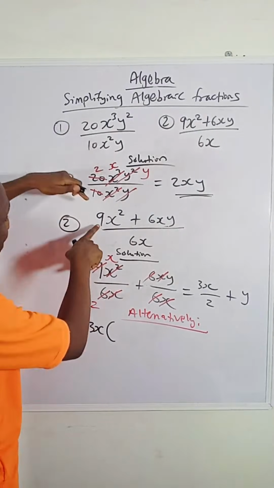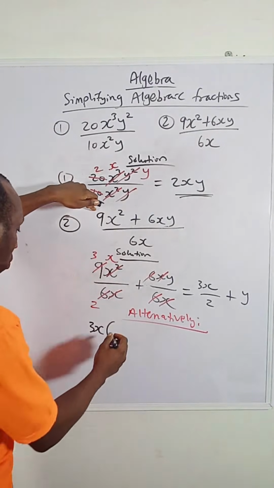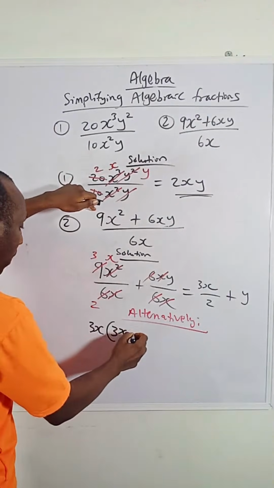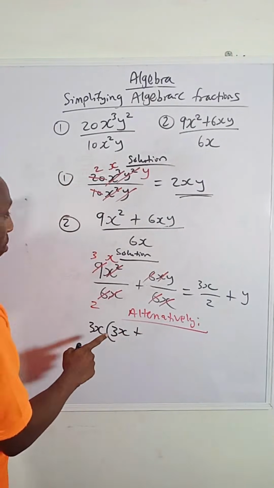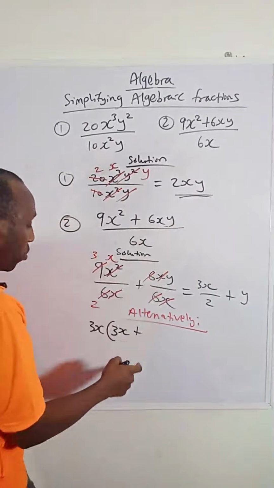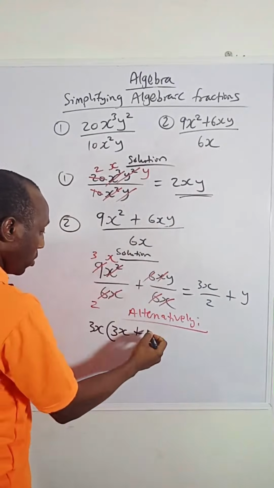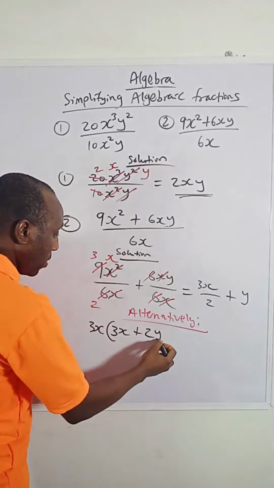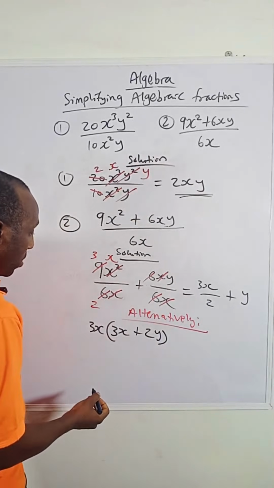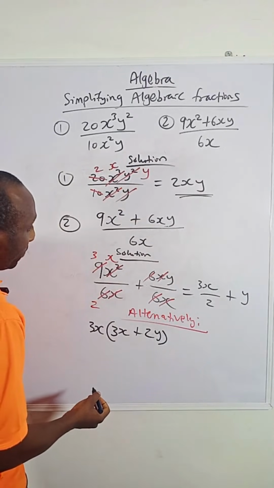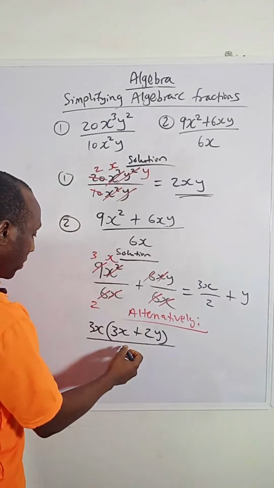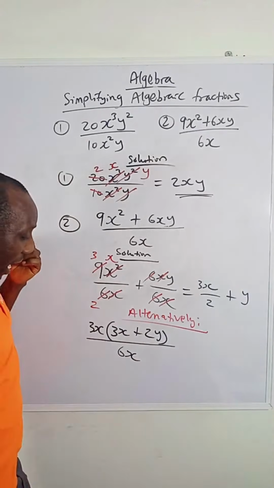What's 3x into 9x squared? That's 3 into 9 is 3, and x into x squared is x. Plus, what's 3x into 6xy? That's 3 into 6 is 2, x into x is 1, and you just have y remaining. So you have this, okay? Hope this is right. All divided by what? By 6x.